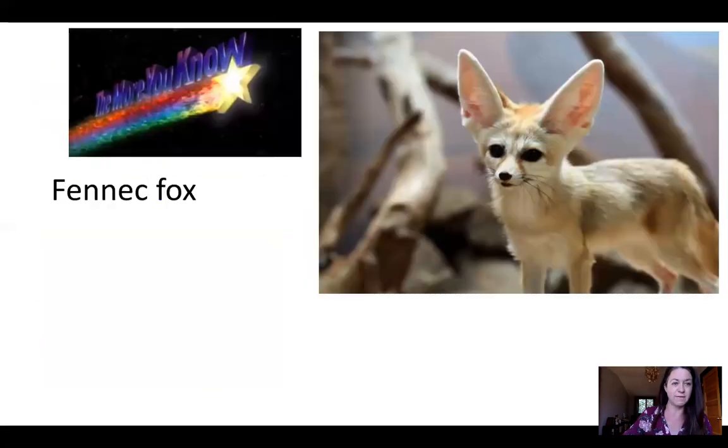Which takes us to our fifth of our six points. I'm getting ahead of myself. Let's talk about the fennec fox. Fennec fox is adorable.